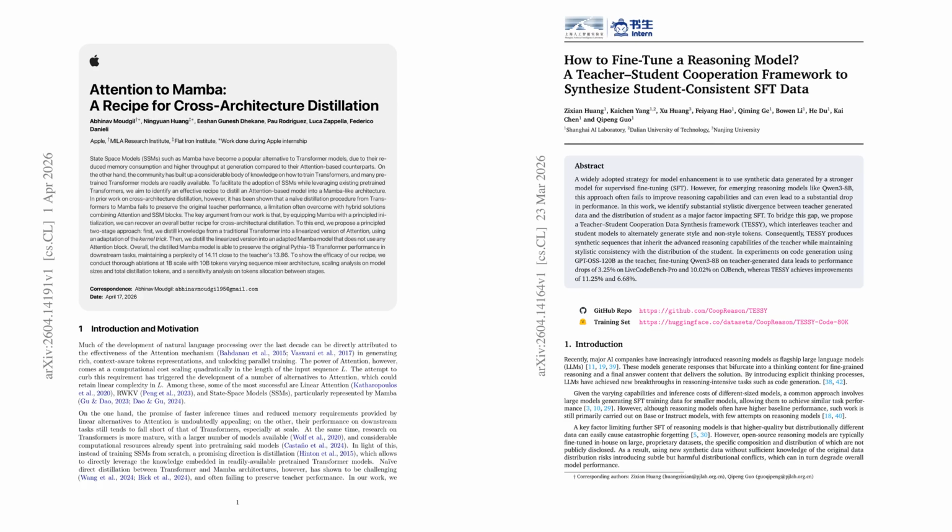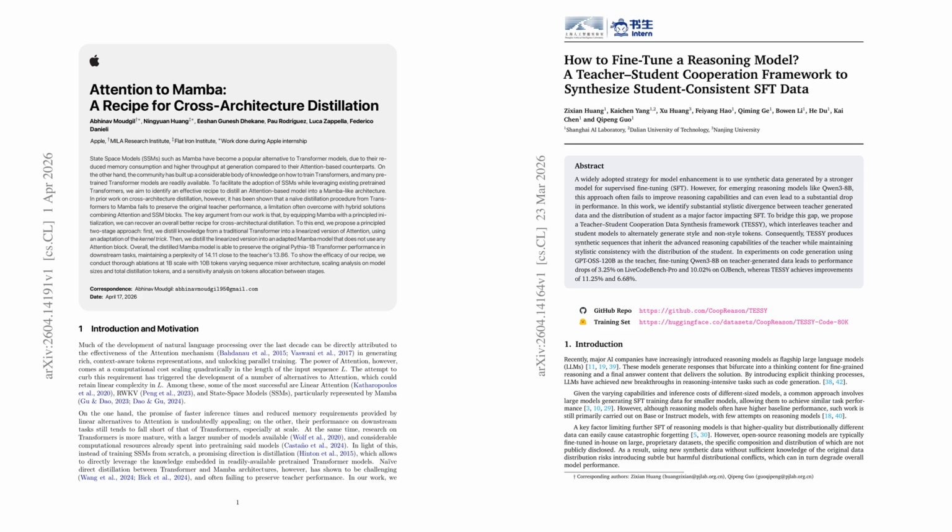In this episode, we dive into two exciting frontiers of AI research: how to distill a transformer into a pure Mamba model without losing its strengths, and how to fine-tune reasoning models with synthetic data that truly matches the student's style. One paper reveals a clever two-stage recipe for cross-architecture distillation. The other proposes a teacher-student collaboration framework that preserves reasoning quality while avoiding distribution mismatch.